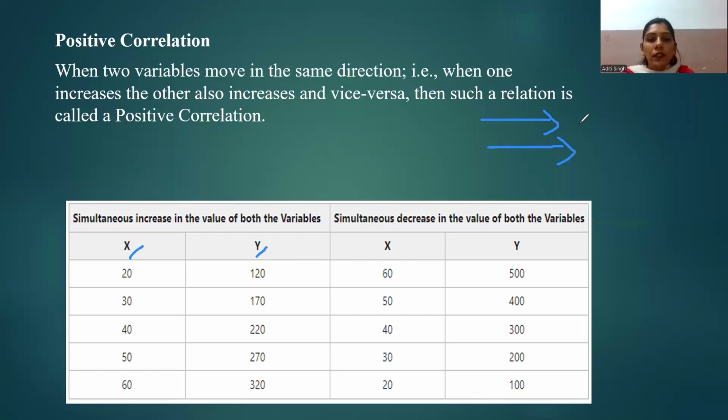For example, let's take height and weight. The correlation between the height and weight of a group of persons is a positive correlation. If the height of a person is increasing, then the weight of that person is also increasing in the same proportion. If we have two variables x and y and we have to identify whether the relationship is positive or negative, then we have to check in which direction the variables are moving.